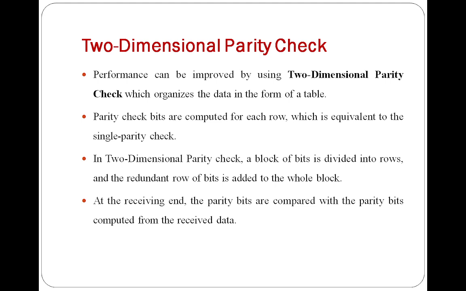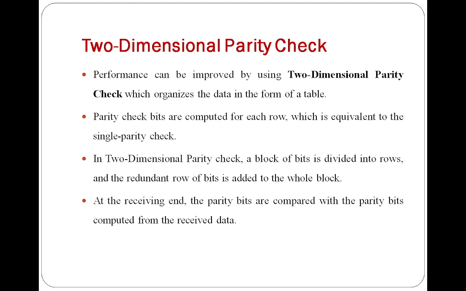Then the next one is the two-dimensional parity check. It is the same concept we used for the single parity check, but the only difference is that instead of having a single message bit, we consider a group of message bits in order to calculate either even parity or odd parity. That is, we have to calculate the parity bit value both row wise as well as column wise. That is the only difference.